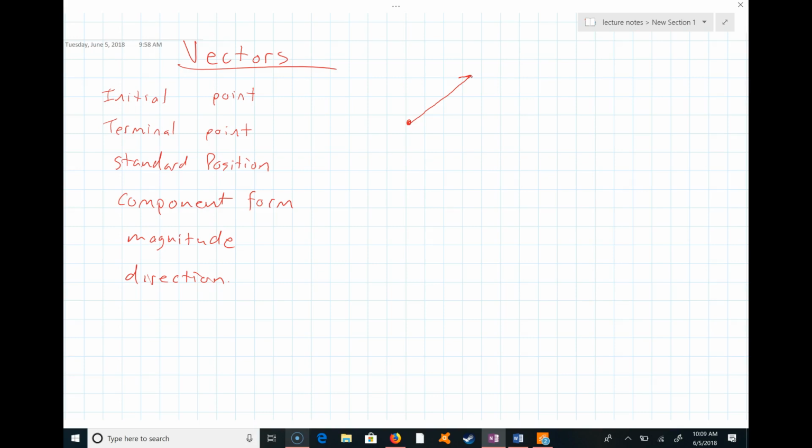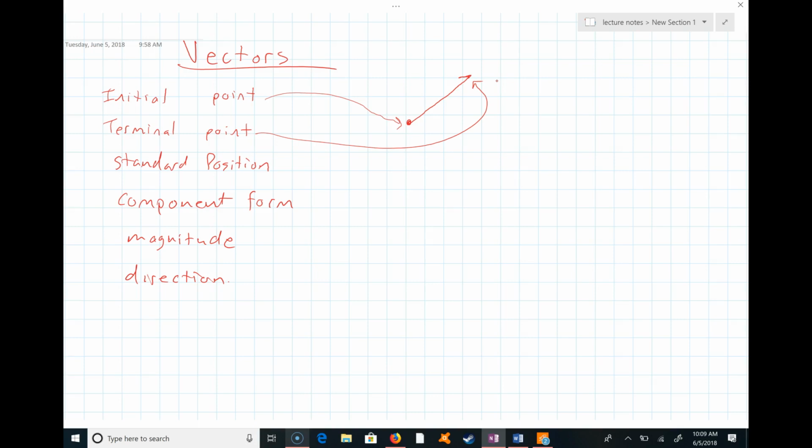This is the initial point, and that is the terminal point. So you could describe a vector by telling someone the initial point and the terminal point. That would describe the vector to them, right? This is where it starts, this is where it ends. Okay?